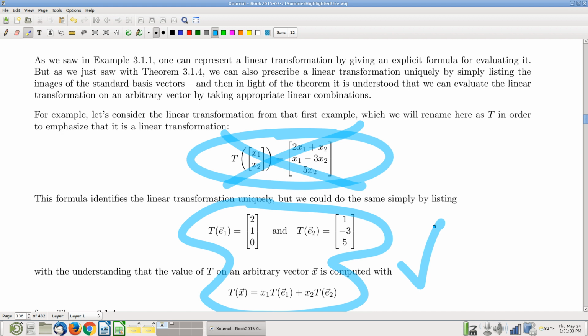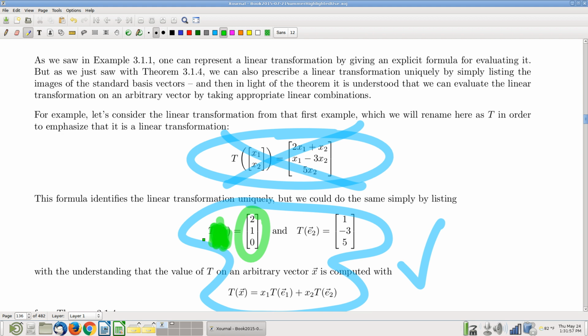Note, all I have to tell you, if I want to tell you what a linear transformation is, I just have to tell you what these images are, and I have to note that it's linear. As long as it's implicit that, well, of course, the first one that I tell you, obviously that's T of e1, so don't make me, I'm just going to say the first vector I give you will be T of e1. Right?